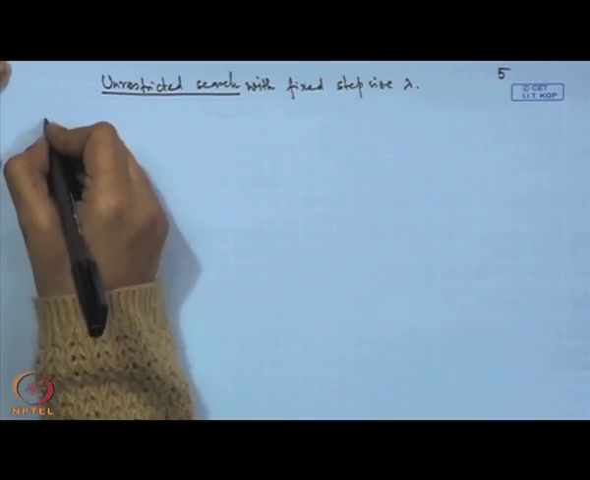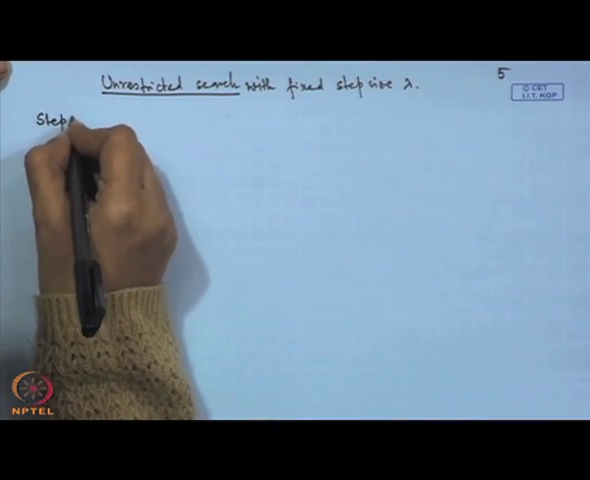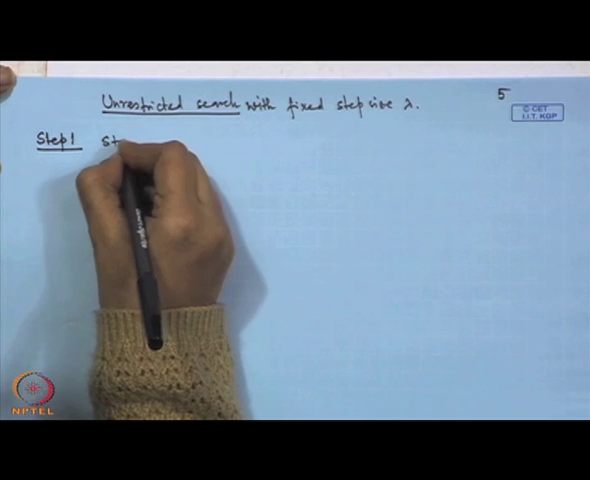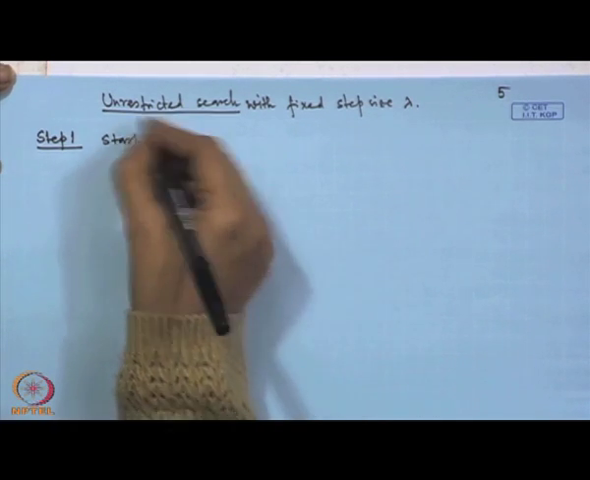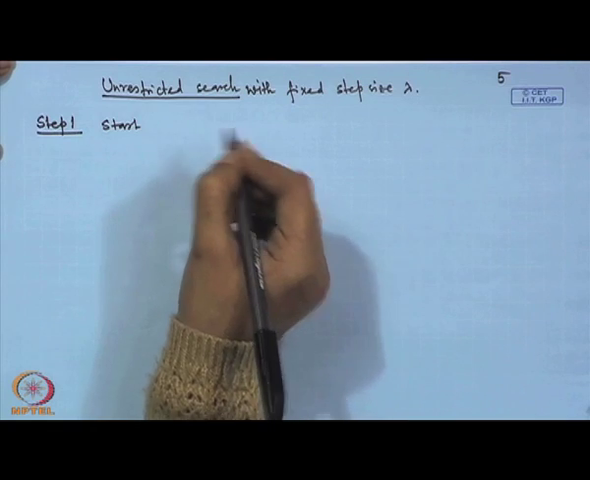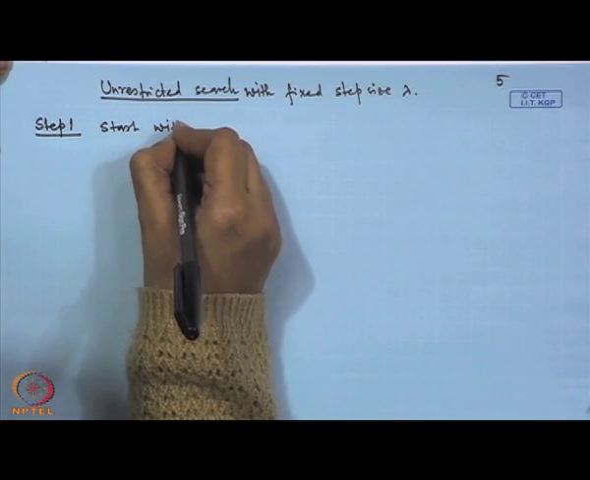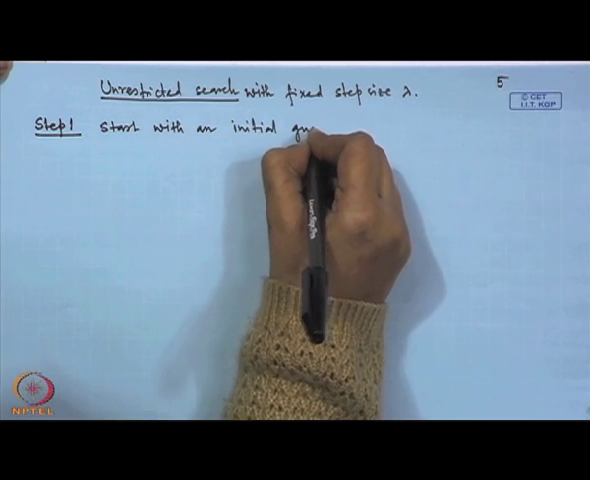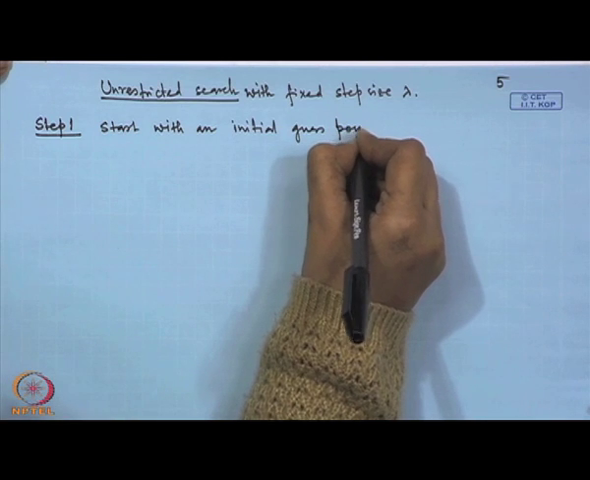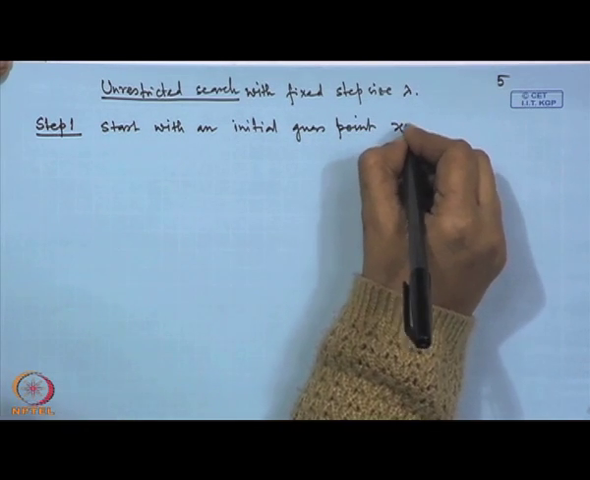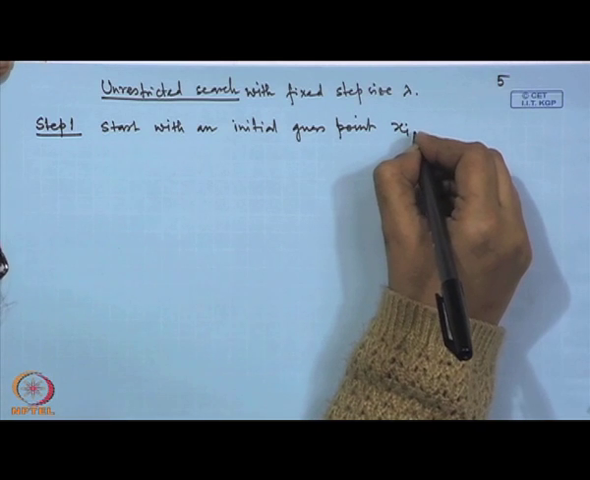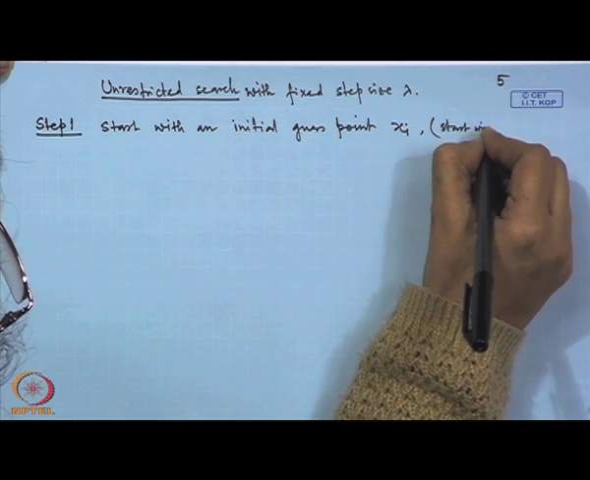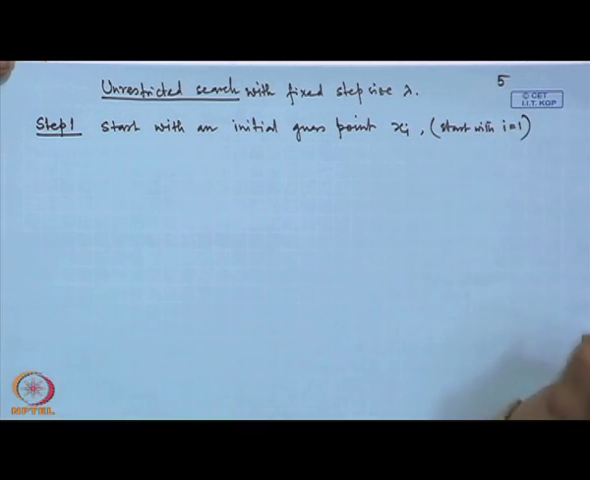Let me just write down the corresponding algorithm of the unrestricted search technique. Here also the same thing. I will discuss the whole unrestricted search technique and the other things with some example in the next. Start with an initial guess point or the trial point xi. I can start from 1, 2, 3 etc. That is why start with i is equal to 1.